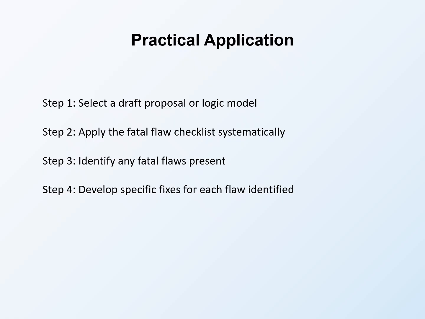Be thorough. Step 3. Identify any fatal flaws present. Be honest. Finding flaws now prevents rejection later. Step 4. Develop specific fixes for each flaw identified. How can you restructure, specify, adjust, strengthen, create concrete revision plans?